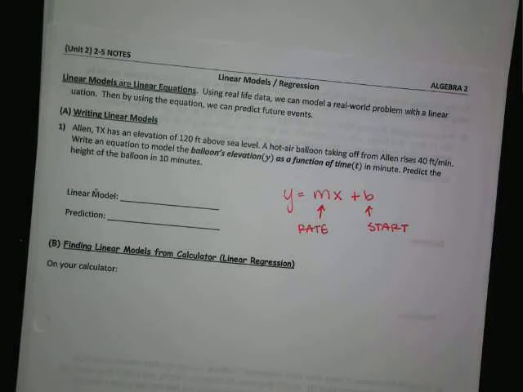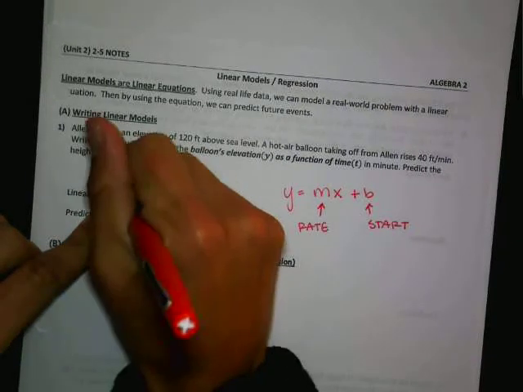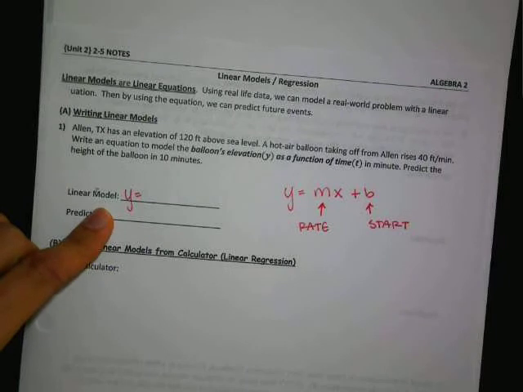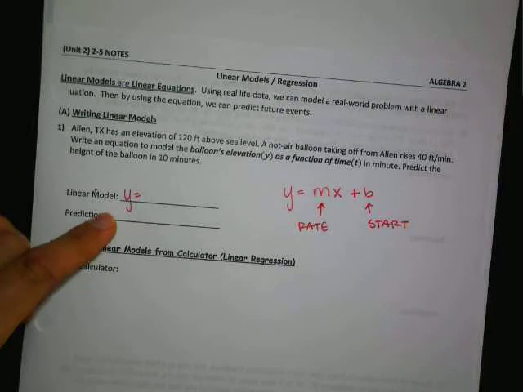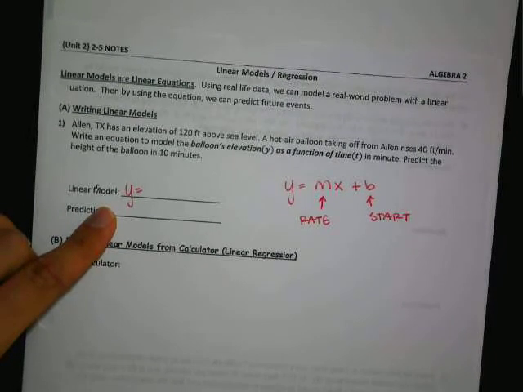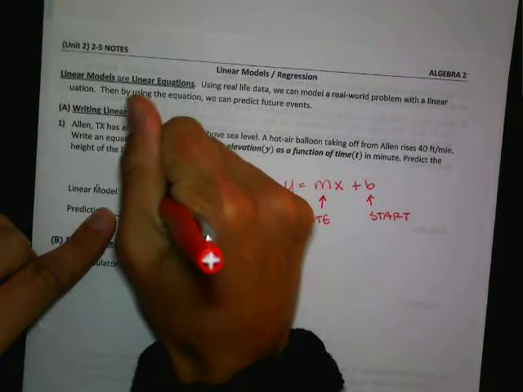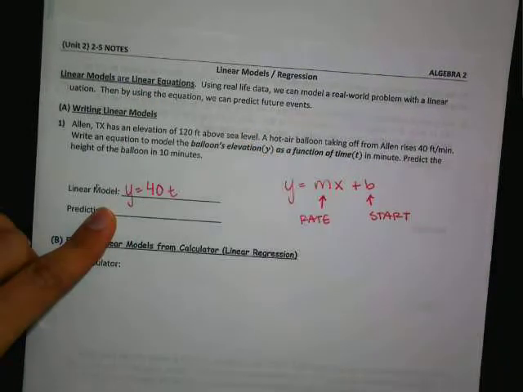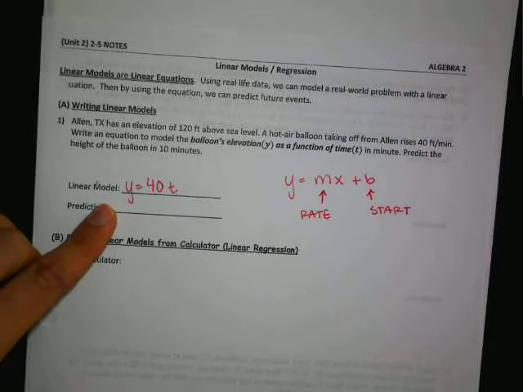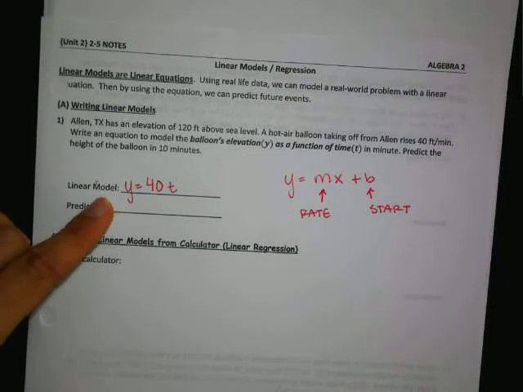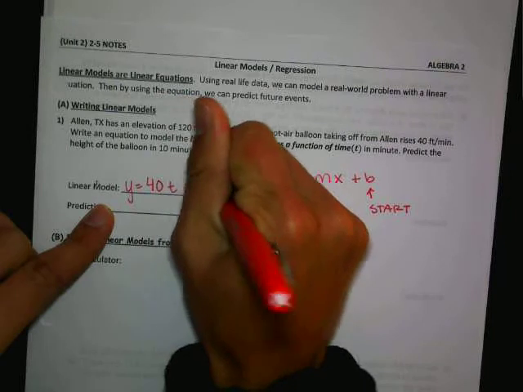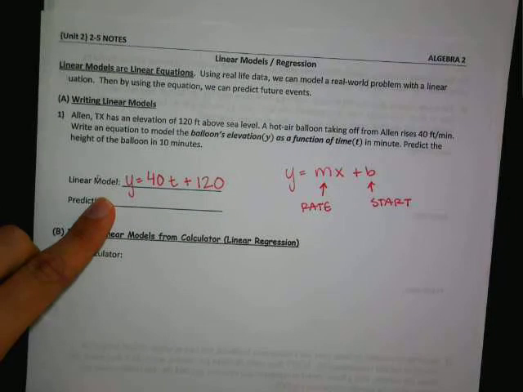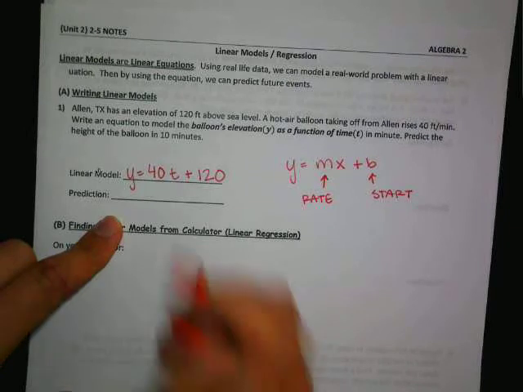So, for my linear model, y, which is the elevation, what is my rate going to be? 40. Is it going to be a positive 40 or a negative 40? Positive. Why positive? Rising. Very good, because you're rising. So positive 40 times t, because t is minutes, right? Every minute you're rising 40 feet. And where am I starting at? 120. Positive 120? Why positive? Because above sea level. Very good, because above sea level. All right, so that's my linear model.